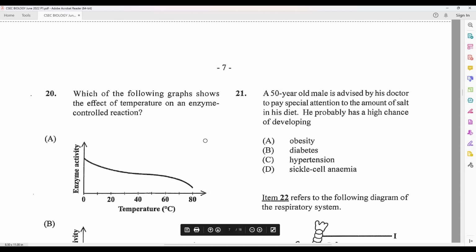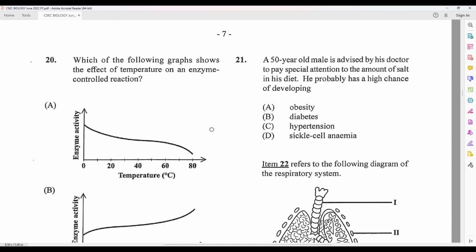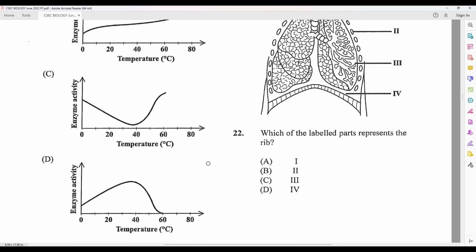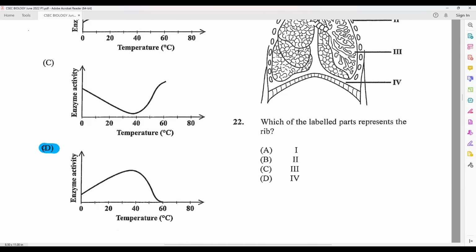Which of the following graphs show the effect of temperature on an enzyme controlled reaction? If we're thinking an enzyme controlled reaction, we're looking for a nice curve, because when the temperature gets too high, it will become denatured. But in the early stages, as temperature increases, enzyme activity increases. So we are looking for D.